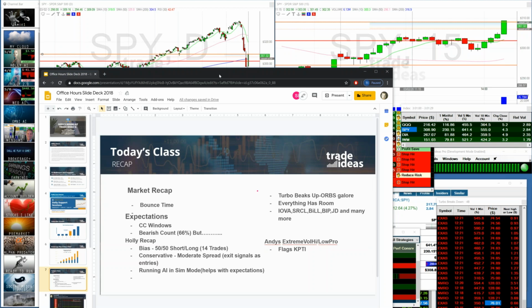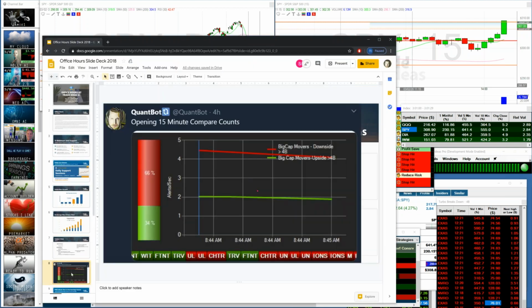Now, when we're in market conditions of this nature, a lot of things kind of fly out the window that we typically can rely on. First and foremost, my favorite compare count windows that I typically like to look to get an idea of how the rest of the day might unfold. This is what I saw after the first 15 minutes today.